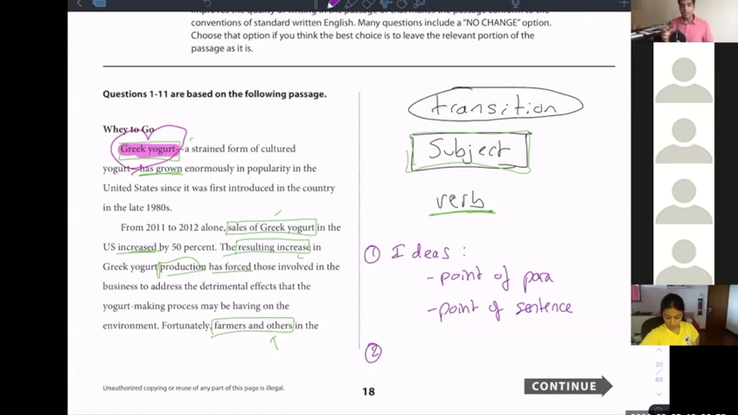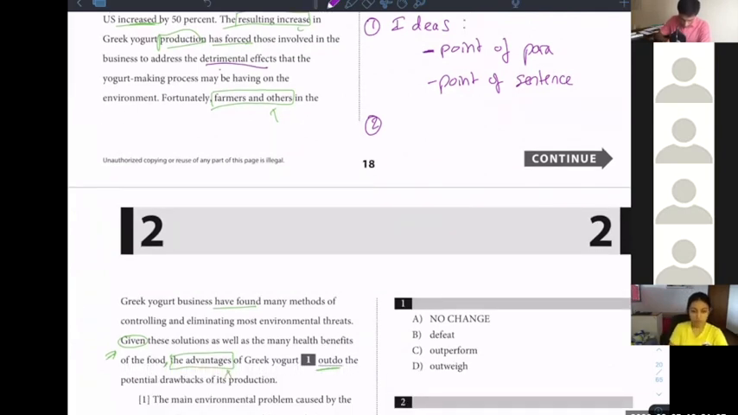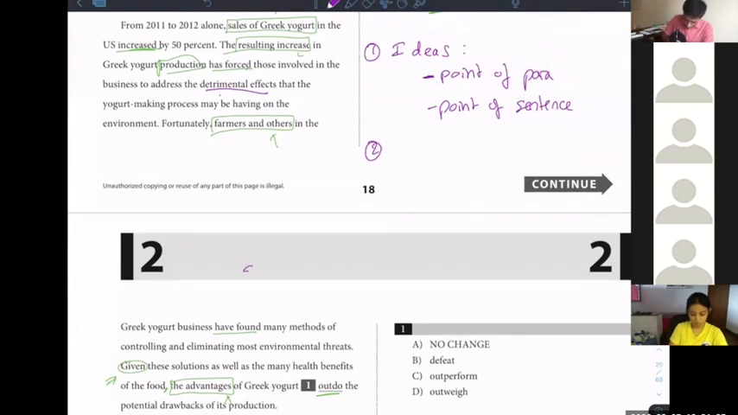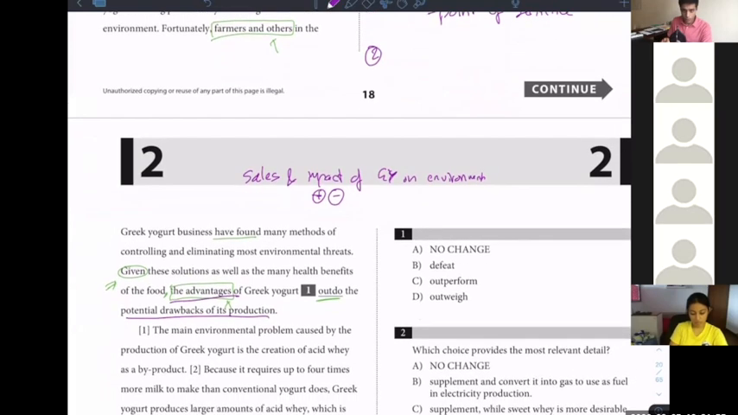Okay, so the first thing you want to do is look at the overall idea. So let's do this one. What's the idea of this paragraph? We're talking about Greek yogurt, so the idea here is to intro Greek yogurt and its popularity. What's the point of this paragraph? We have sales, increase in production, detrimental effects, then methods and then advantages. So in this para, the point is sales and impact of Greek yogurt on environment. And impact is both positive and negative because we have advantages and potential drawbacks. Okay, so that's the point of this passage. Cool. So that's the first thing.